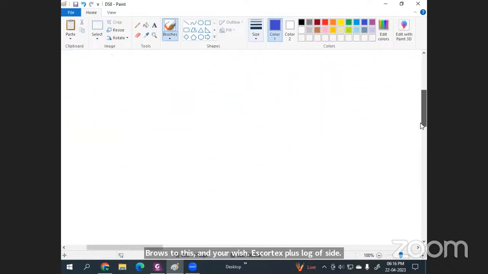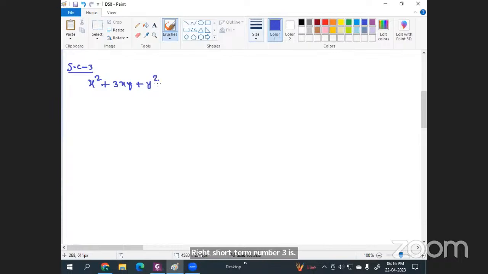Now, shortcut number 3. Shortcut number 3 is x square plus 3xy plus y square minus 2x minus 3x minus 4y plus 5 equal to 0. How to differentiate this one? You know how to differentiate this one. So I'll explain the general method first.